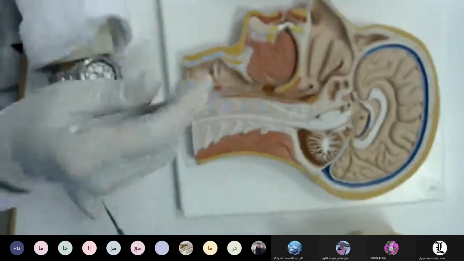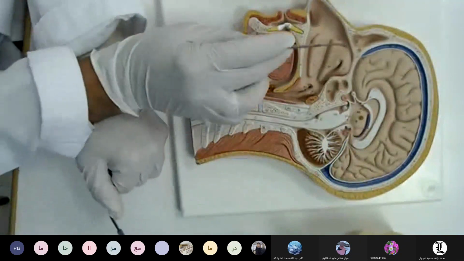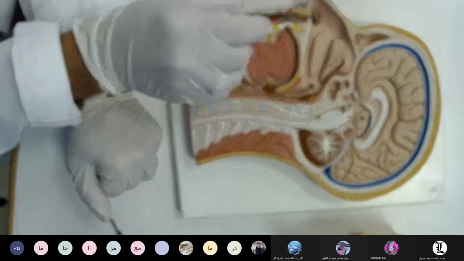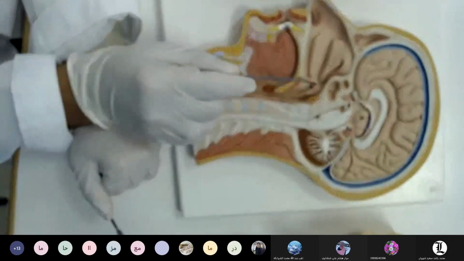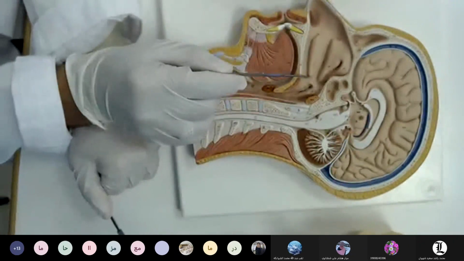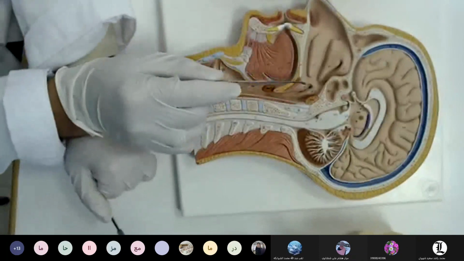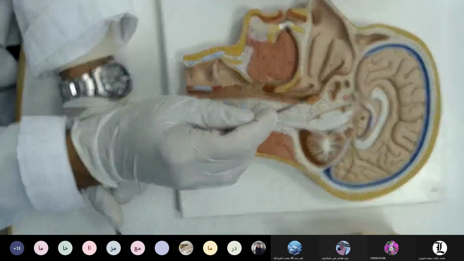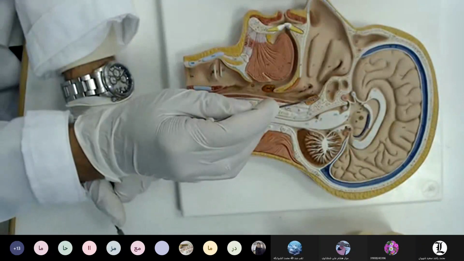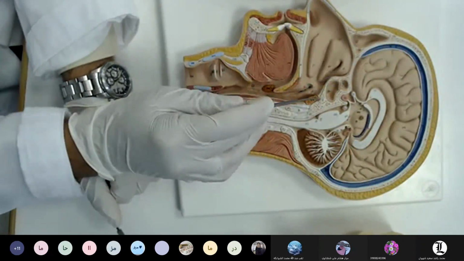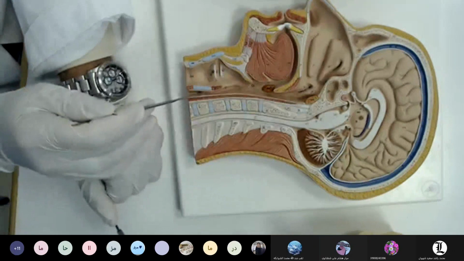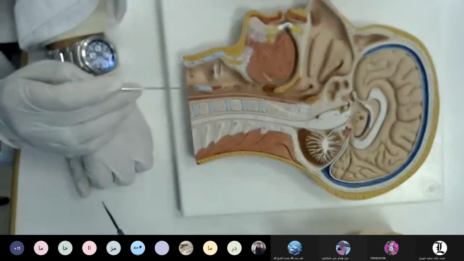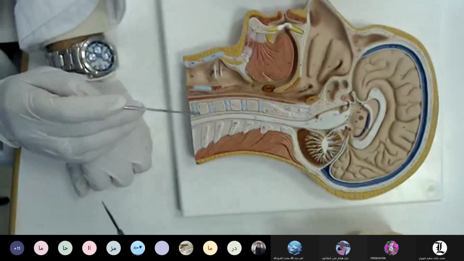I'm going to adjust. Okay, guys, this is the nasal cavity again, and this is the anterior nasal opening. On the other hand, this is the posterior nasal opening. Behind the nasal cavity, you know the pharynx, which is the muscular tube, extends up from the base of the skull until the level of the lower border of the cricoid cartilage, or C6.